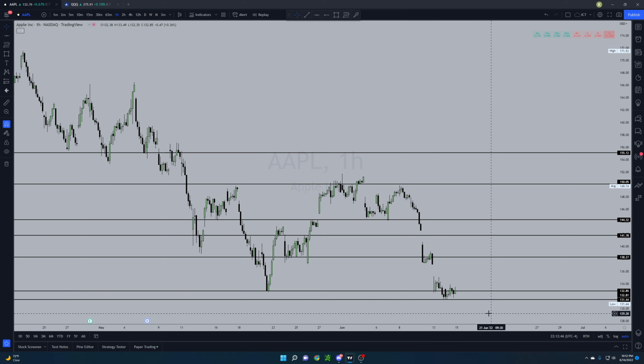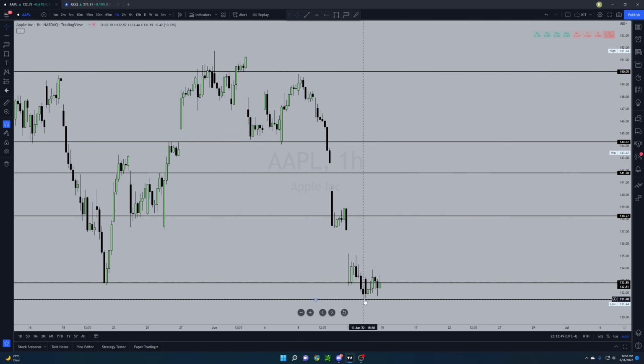Obviously we have this level down here. This was the low of today and yesterday. This is that region. So you can see we have 3 touches between 2 days alone on this level here at 131.44. So that's pretty big.